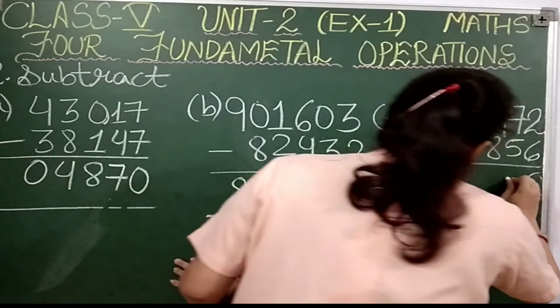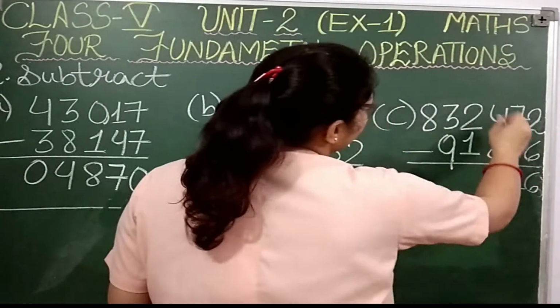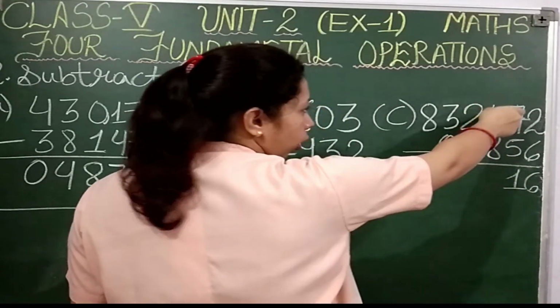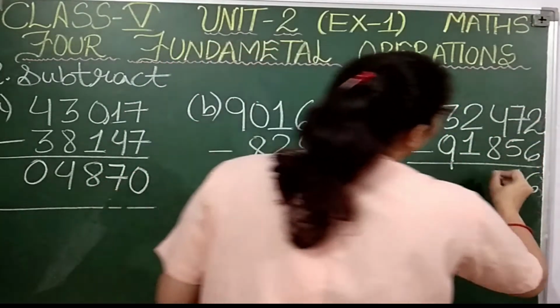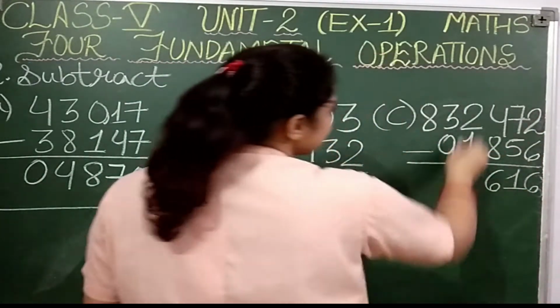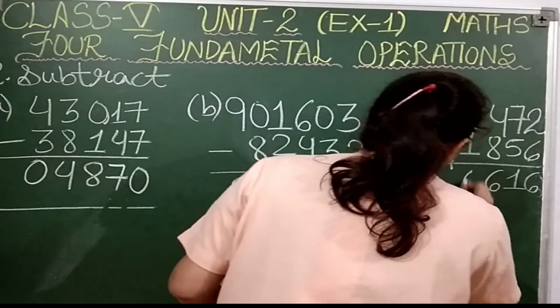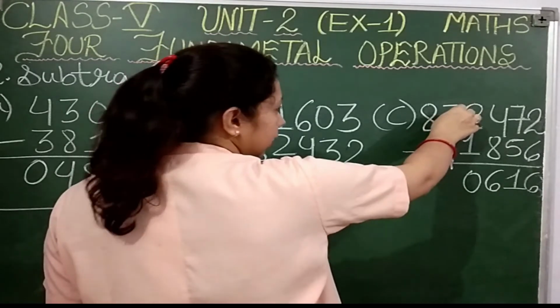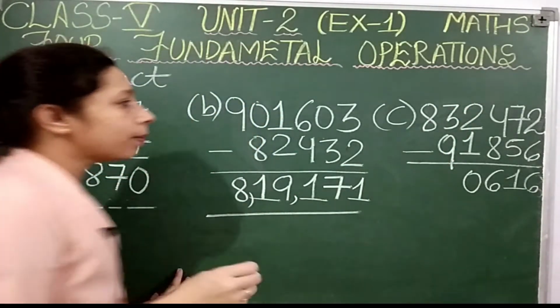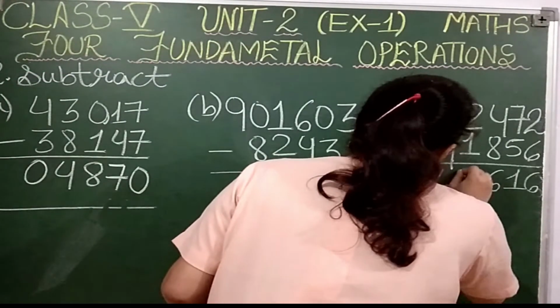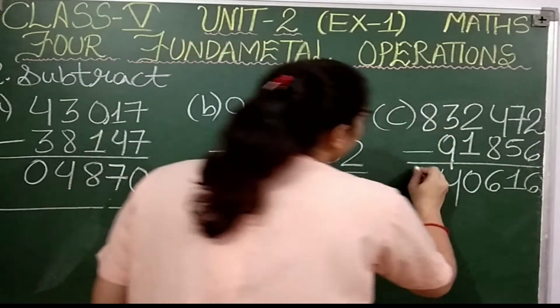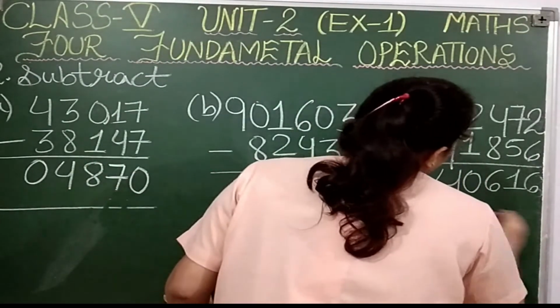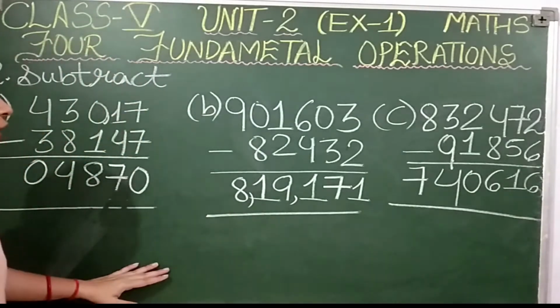So 6 minus 5, 1. Then 4. Again we have to borrow from here. It will become 14. 14 minus 8 you are going to get 6. Here 1 remains. So 1 minus 1, 0. Again we have to borrow from 8. This 3 will become 13. 13 minus 9, 4. And 8 will have only 7 now. So students, this is your question number 2, subtraction.